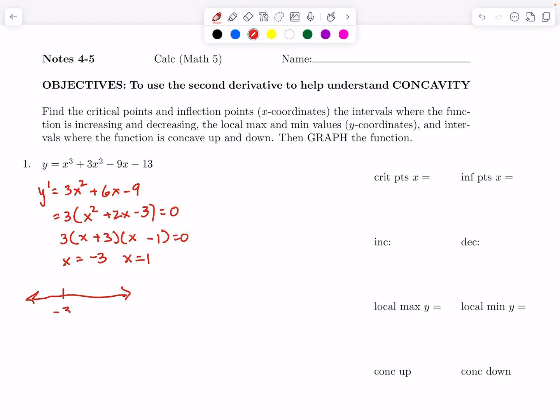Let's see, -3 and 1. Plug a number bigger than 1 in. Let's see, we get positive, positive, so positive. That means it's increasing to the right of 1. We've got critical points at x equals -3 and x equals 1. Pick a number in between -3 and 1, 0. Get positive times negative. Okay, so it's decreasing between -3 and 1.